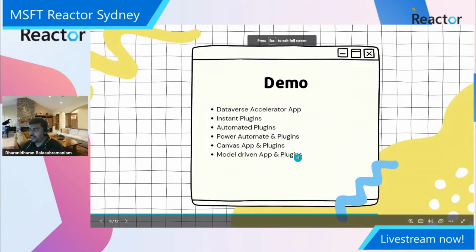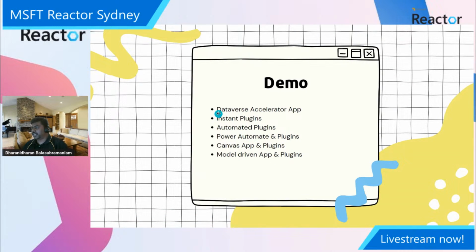Yeah. So coming back to the slide, we have seen what the Dataverse Accelerator app is. Then we have seen the instant plugins, how to create instant plugins and call them inside Power Automate. We have called this instant plugin using the instant trigger, and we have seen how you can execute the instant plugins inside Power Automate. Similarly, we built one screen and added two columns, and with the calculate button inside the canvas app we have seen how to call the instant plugin from the canvas app as well.